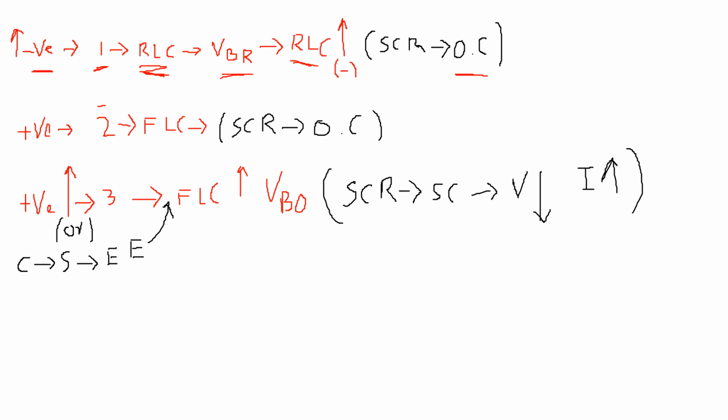Coming to the second case, we are going to apply the positive voltage. Due to the positive voltage we get a small amount of forward leakage current. In this case also SCR acts as an open circuit.